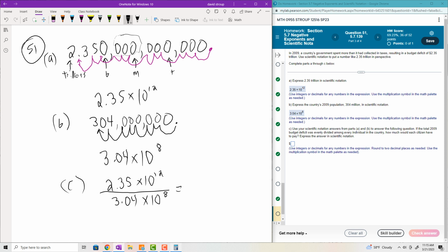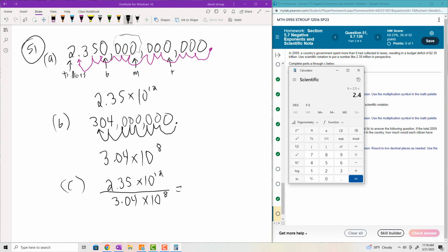then we're going to need to round to two decimals, okay. So first, divide out the constant parts, 2.35 divided by 3.04. So that's going to give you 0.7. We'll go, because we're going to end up having to move the decimal, so let's put 7.73. And then 10 times 10 to the 12 minus 8, which is 4.